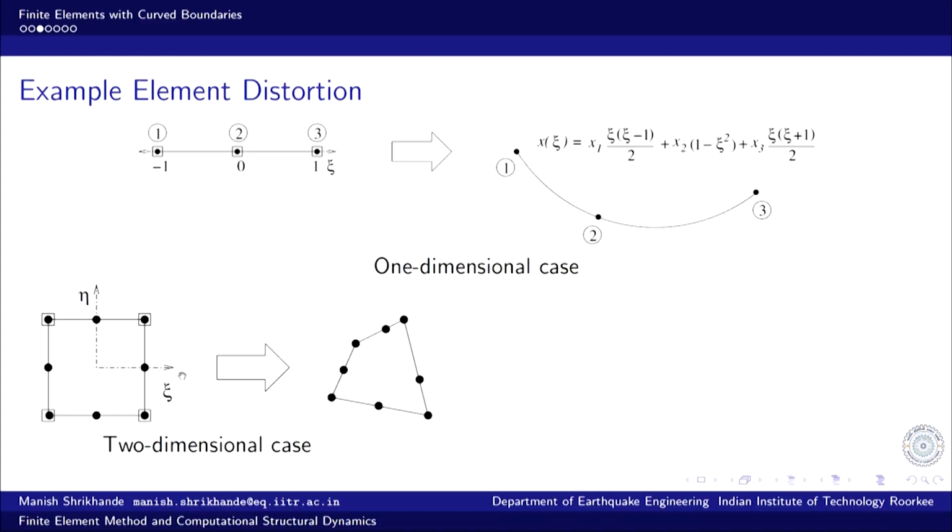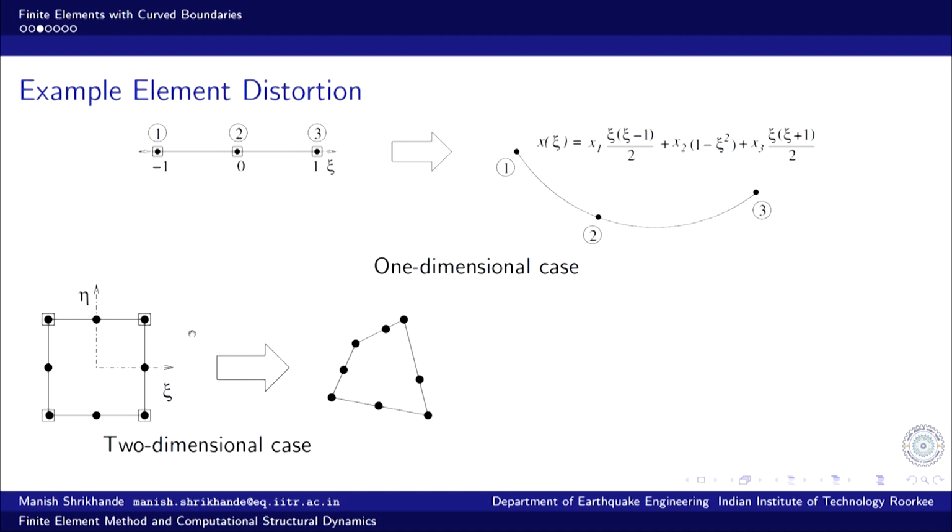In 2 dimensions we have 2 coordinates, xi and eta, and this 8 noded rectangle can be, in this case we only used bilinear distortion.